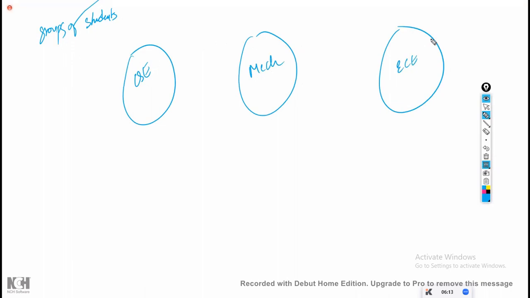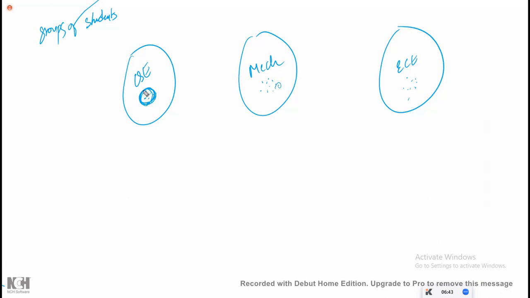Now, the students within the CSC group are very similar because they all study CSC. Mechanical group students study mechanical-related subjects. EC-related group students prepare EC-related subjects. So you can't bring a mechanical student into CSC, you can't keep one of the mechanical students in the CSC group.